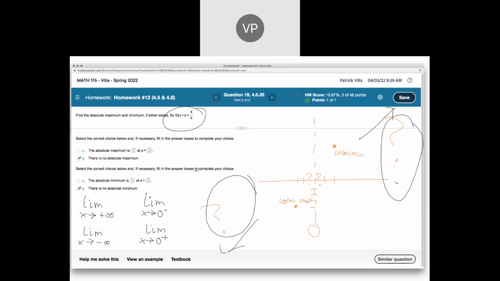And if you went a step further, you'd see as you go to 0 from the right, it's going up here, and as you go from the left, it's going down here. That's how you know there's no local max, no local min. You only have to find one extreme to kill it.